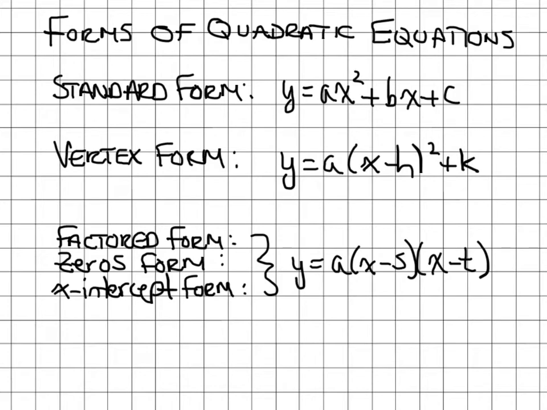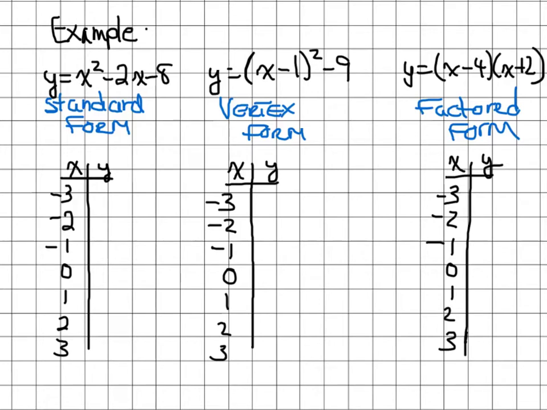So what we're going to look at is that these three forms, although they look very different, when you put the respective coefficients or constants in, so when you have an a, b, or c, or the a, h, and k, or a, s, and t, although they look very different, they actually represent the same quadratic relation. So now what we'll do is go through an example. Here we have the three different algebraic representations of the same quadratic relation.